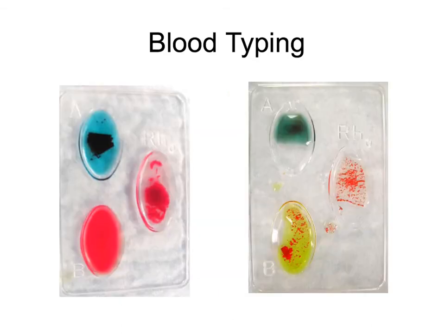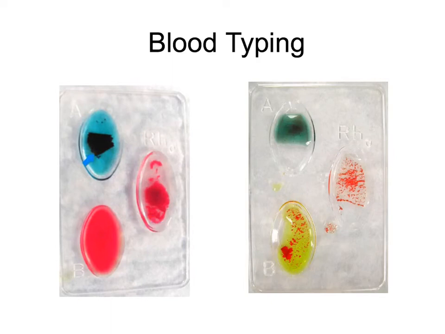Well, this is what a typical blood typing sheet would look like. And right here, what we would do is we would put a drop of blood here, drop of blood here, and a drop of blood here. We would put anti-A, which is typically a blue-colored solution, in with the blood and mix it. We would put anti-B in with the blood and mix it, and we would put the Rh factor in with the blood and mix it.